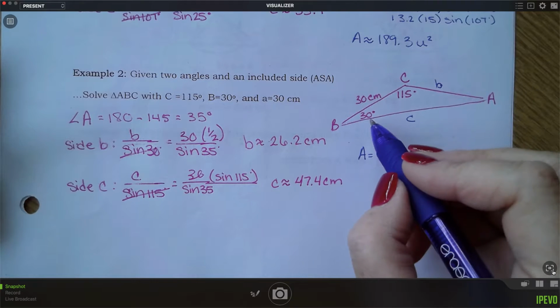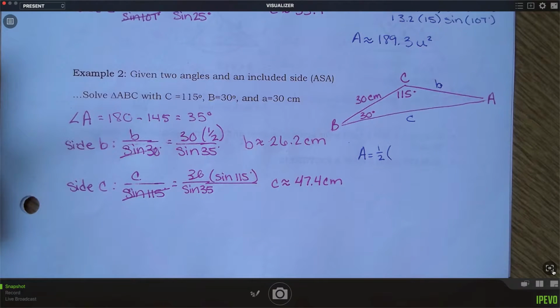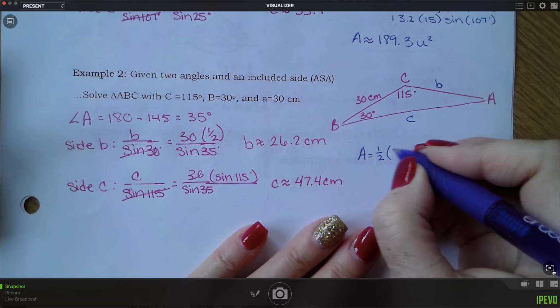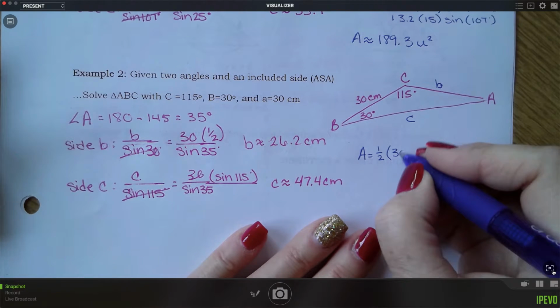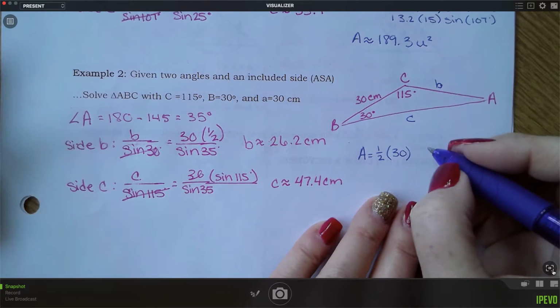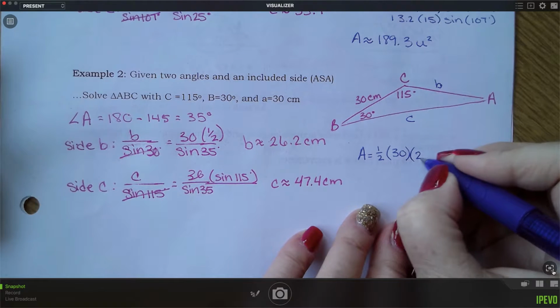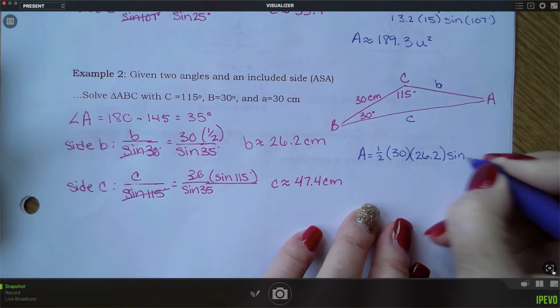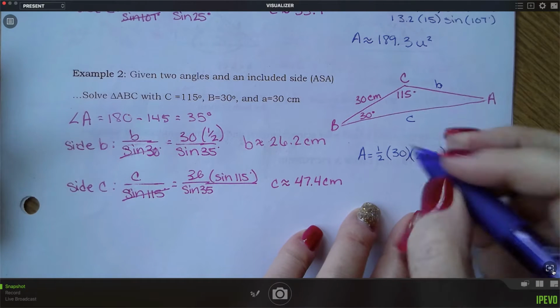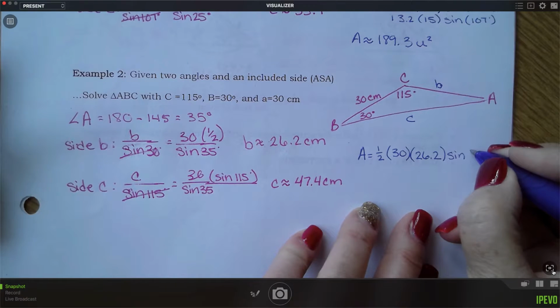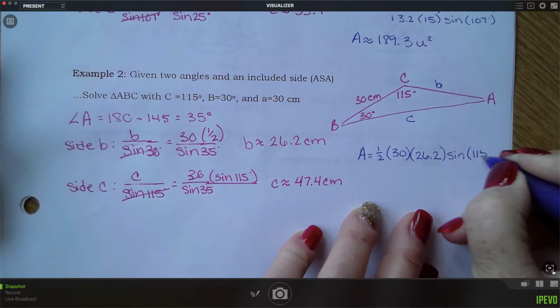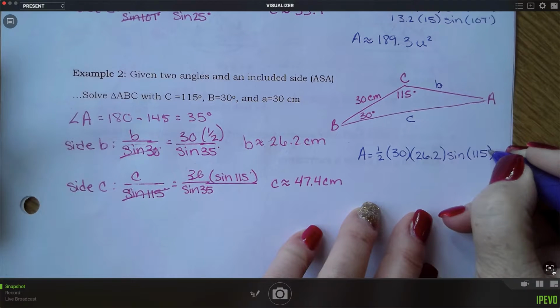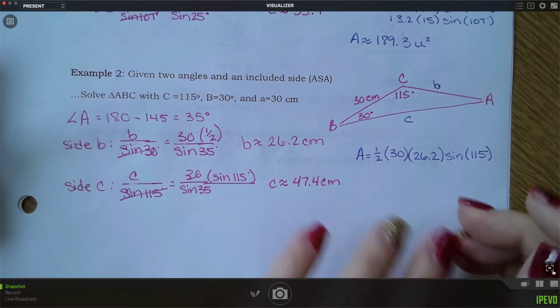Oh, you're using angle B. Wait, 30 is C. Oh, you're using that one. Okay, never mind. With both 30s, my brain was like, nope. Okay, then what? 26.2 sine of, and I would have used 30 because I know the sine of 30. Nope. We'll do both of them and we should be about the same, right?